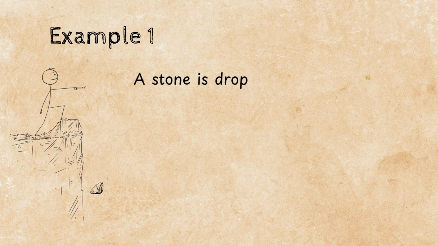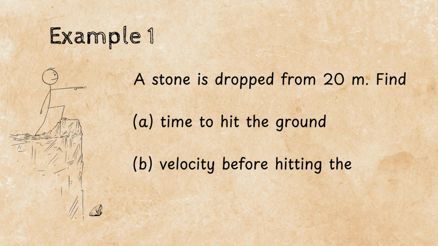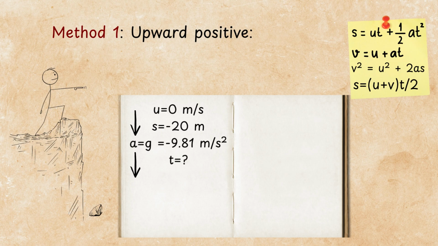Our first example is about a stone dropped from 20 meters. We are going to find the time it reaches the ground and the velocity before hitting the ground. I'm going to use two methods to solve this problem. The first one, we stick with our decision upward positive and downward negative. In that case, we don't have any initial velocity, 0. Our displacement s is negative 20 meters, and our acceleration is 9.81, but downward, so negative 9.81.